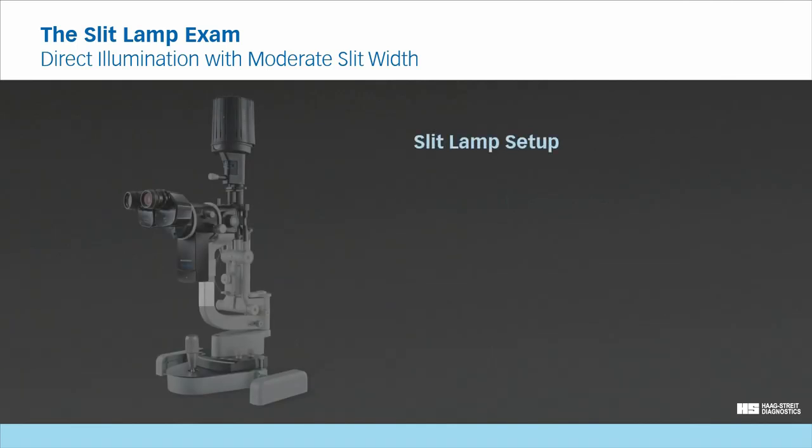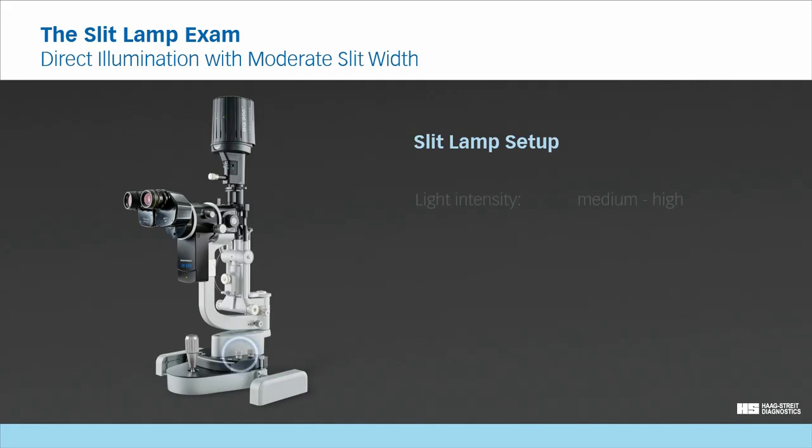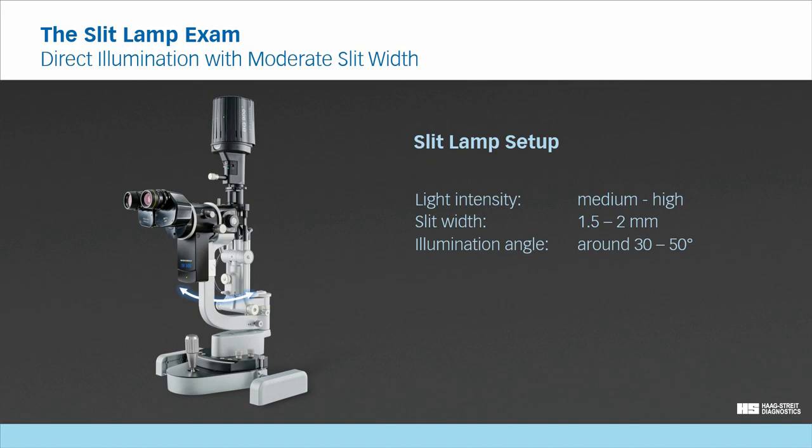Slit lamp setup. To set up the slit lamp, choose a medium to high light intensity and a slit width between 1.5 and 2 millimeters. Set the illumination angle between 30 and 50 degrees. For examining the cornea, choose a magnification of 16 times for a first glance. Then re-examine the center of the cornea with a magnification of 25 times. For the evaluation of the lens, a magnification of 10 times is appropriate to get a better depth of focus.